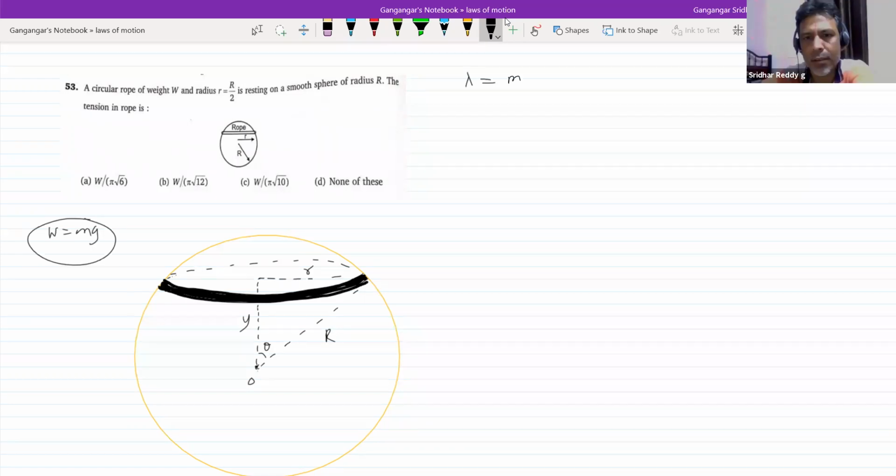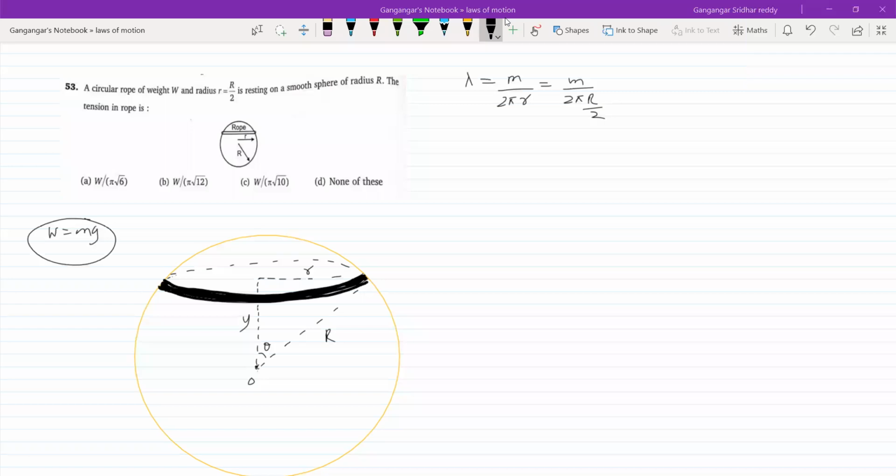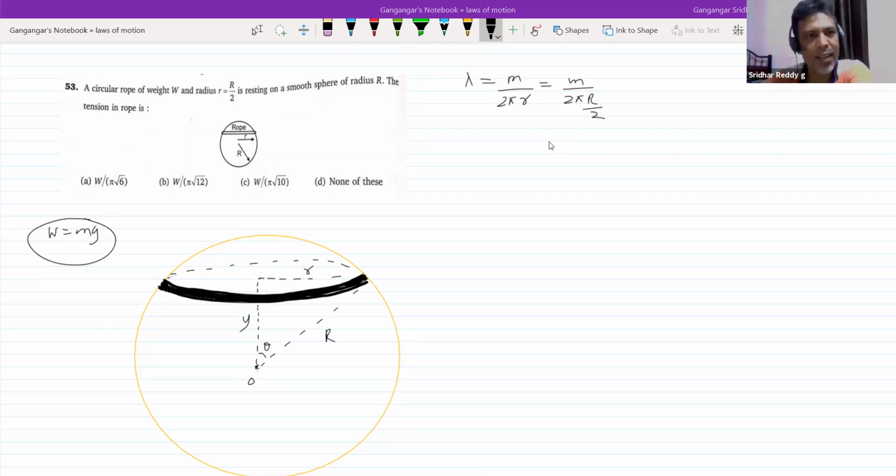Lambda is equal to m by 2 pi. What is the radius of this? The radius is r, so this will become m by 2 pi r by 2. Sir, sorry sir, but what is lambda? Linear mass density. Every time, lambda is linear mass density. So I'll define it here: linear mass density of the rope. So this will become m by pi r. Keep it like this here.